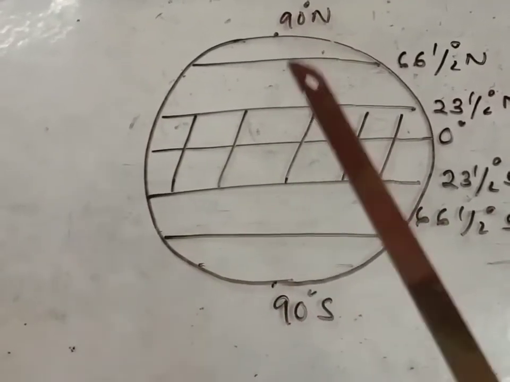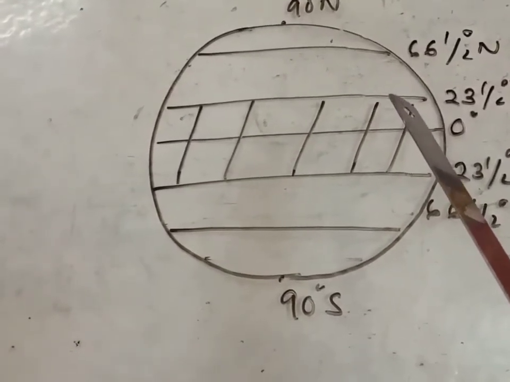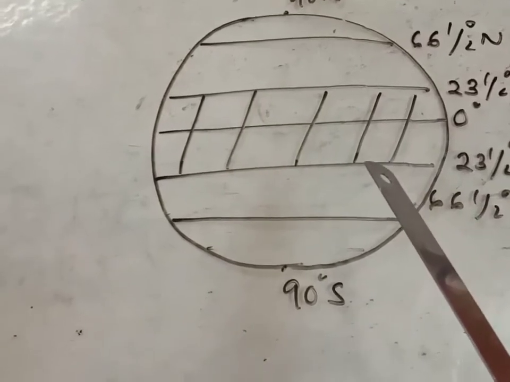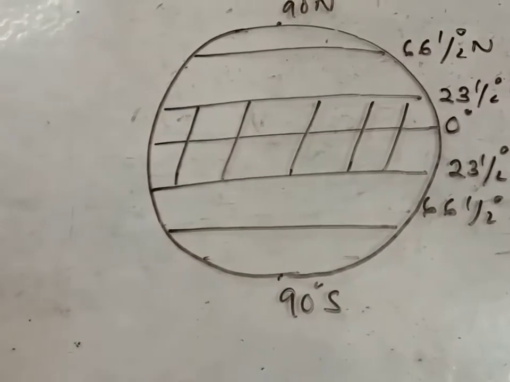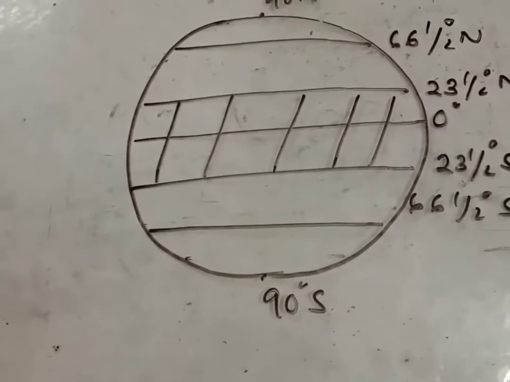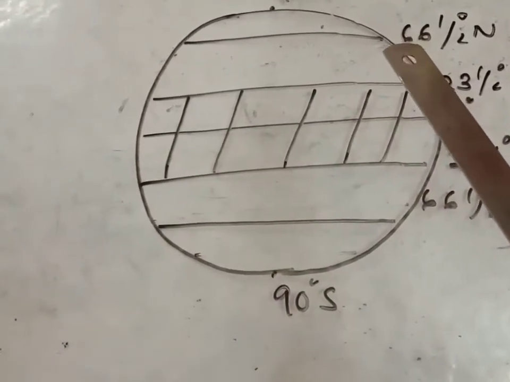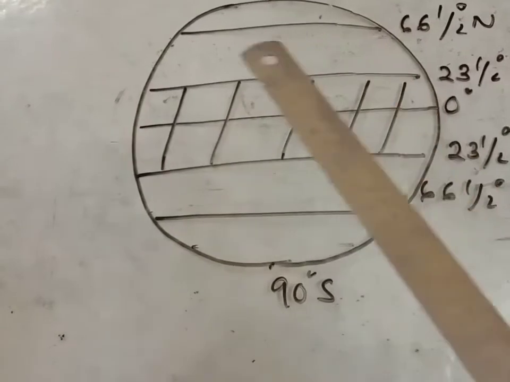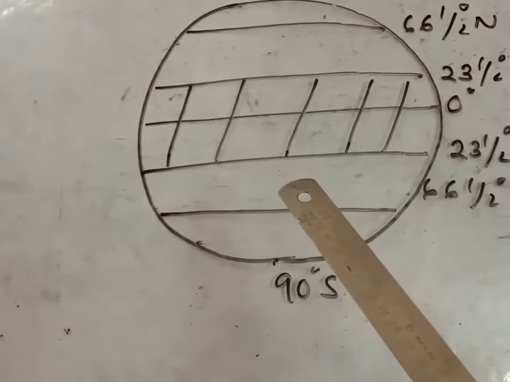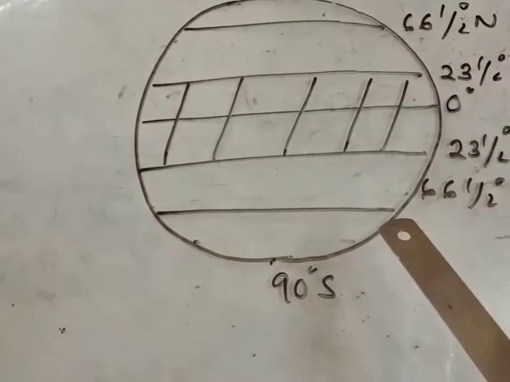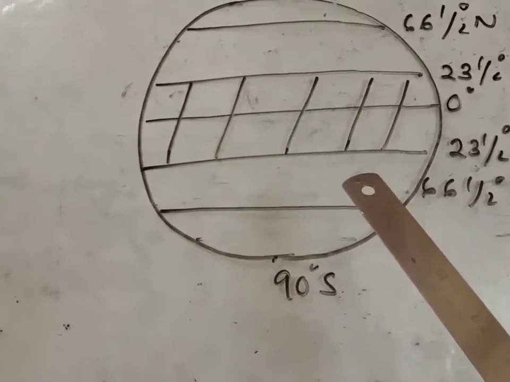So now you can see this earth from 0 degree to 23.5 degree north and 23.5 degree south. This place is called the torrid zone or hot zone. Okay, 23.5 degree north to 66.5 degree north, this place is called the temperate zone in the northern hemisphere. In the same way, 23.5 degree south to 66.5 degree south is the temperate zone of the southern hemisphere.